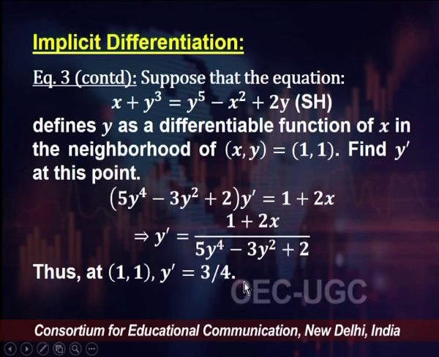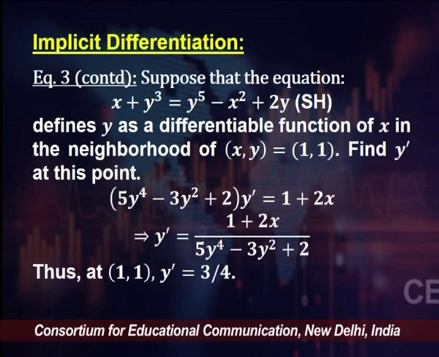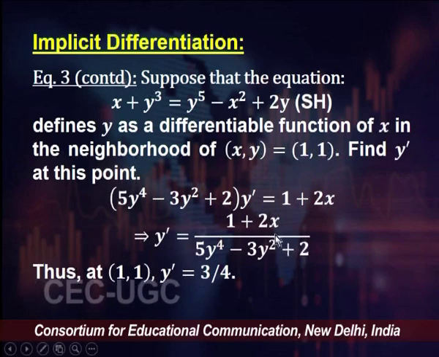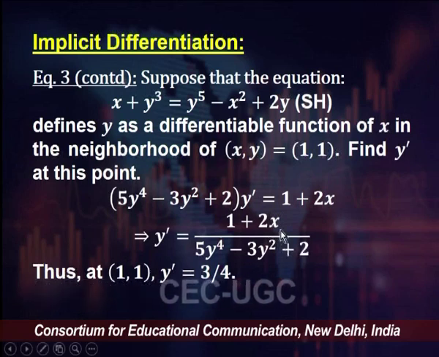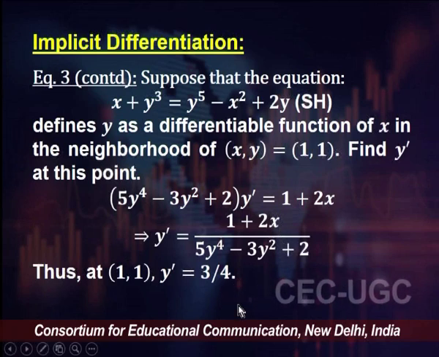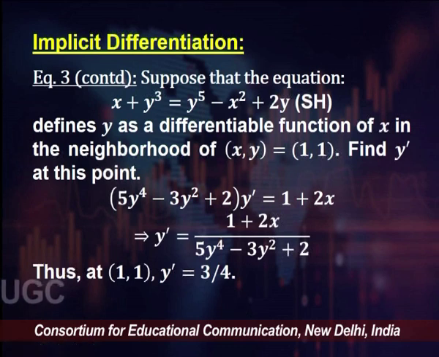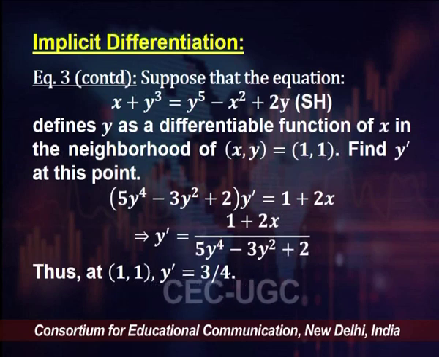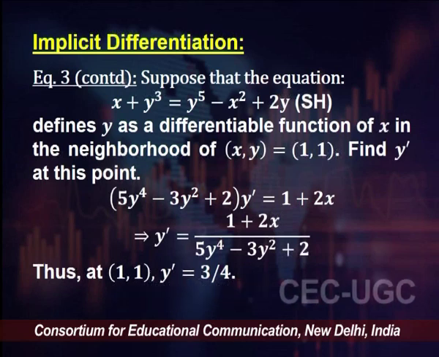And because our objective was to find dy by dx at the point 1 comma 1, we can just plug in these values here. That will give me 1 plus 2 in the numerator, which is a 3, and in the denominator I'll have 5 minus 3, which is 2, plus 2, 4. So y prime or dy by dx at 1 comma 1 is equal to 3 by 4. So with this we conclude the first part of our discussion on implicit differentiation. Thank you.